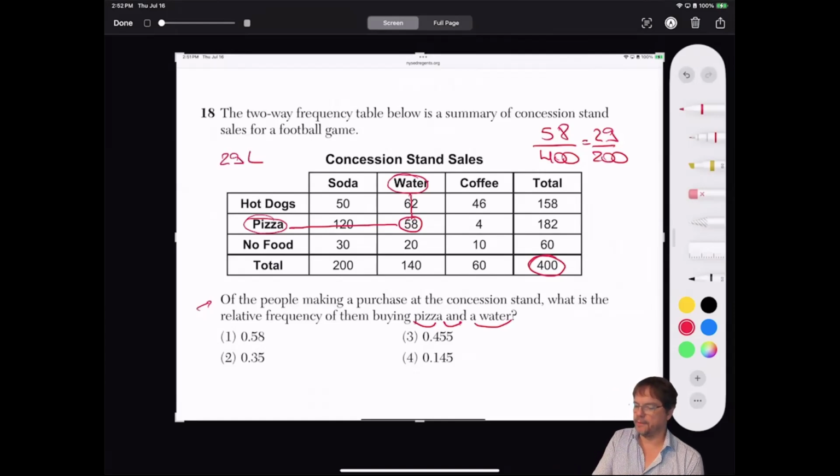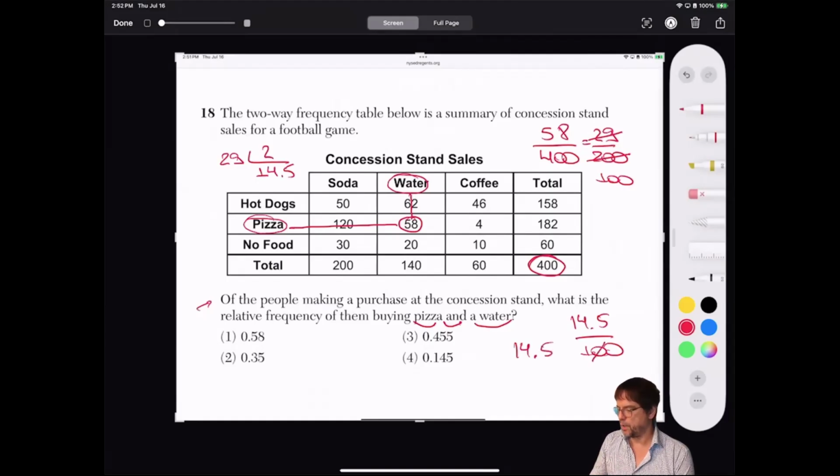What is the half of 29? 14.5. Is that okay? So this divided by 2 is 14.5. This divided by 2 is 100. So 14.5 divided by 100 is 0.145. So 14.5% of all the people buy pizza and water at the same time. Okay.